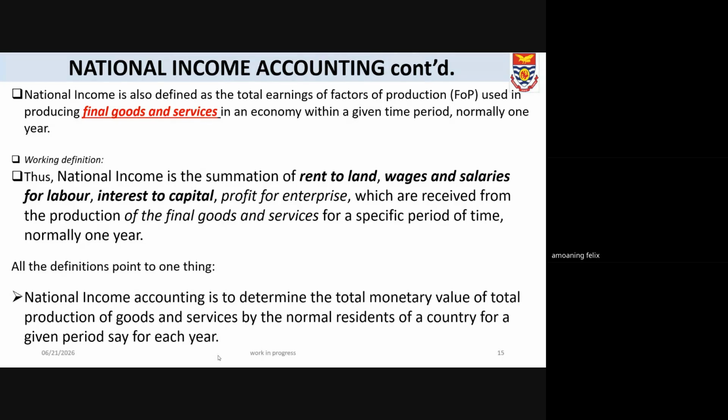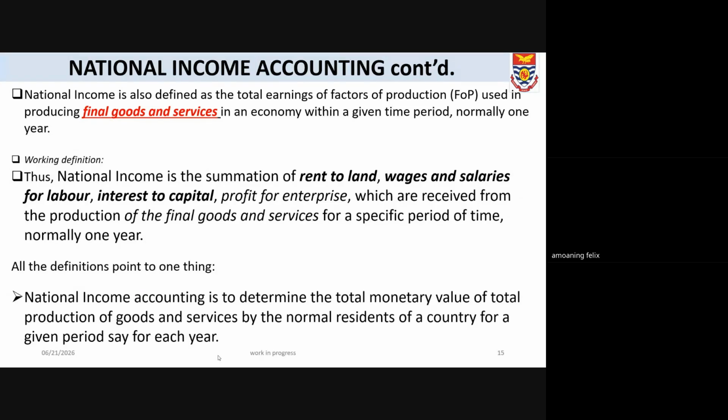What are we saying? What we are saying is that the main reason for accounting for national income, one is to determine the monetary value. So that's why at times we say that our national income is 6,000 US dollars. Ghana's national income is 6,000 US dollars. What we are trying to do is just to quantify the production activities or the total production of goods and services that were done by the residents of a country in a given year.